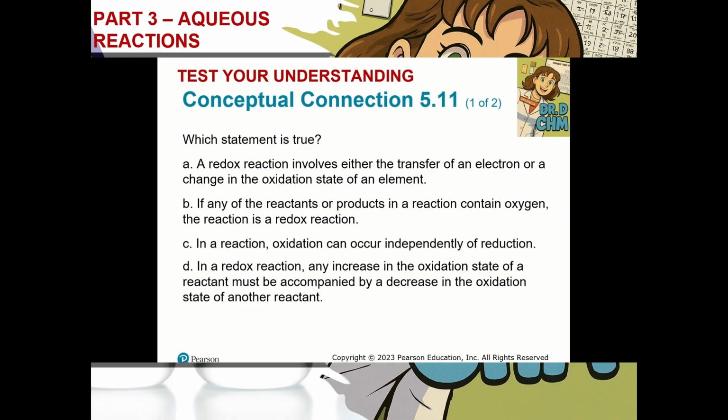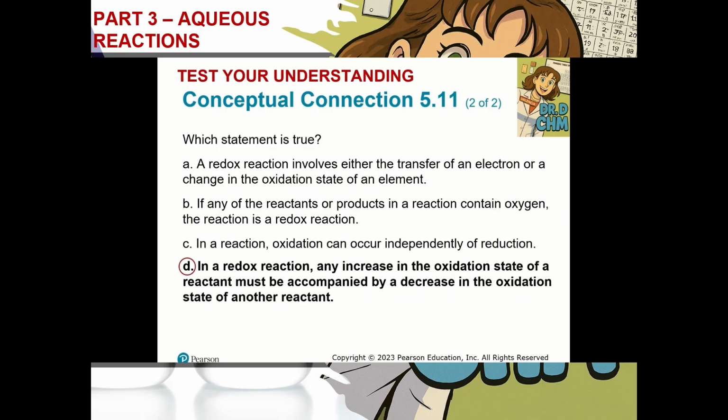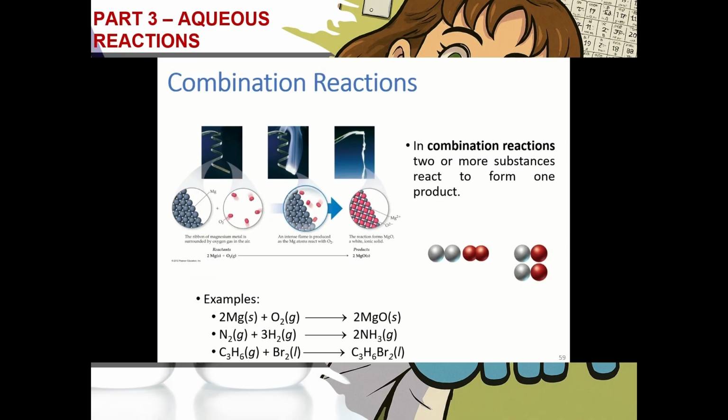A redox reaction involves either the transfer of an electron or change in the oxidation state of an element. If any of the reactants or products in a reaction contain oxygen, the reaction is a redox reaction. In a reaction, oxidation can occur independently of reduction. In a redox reaction, any increase in the oxidation state of a reactant must be accompanied by a decrease in the oxidation state of another reactant. Yes, you're right. D.